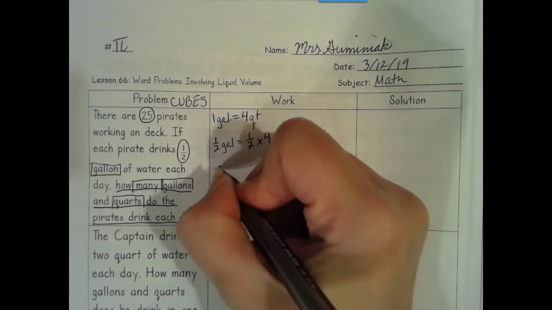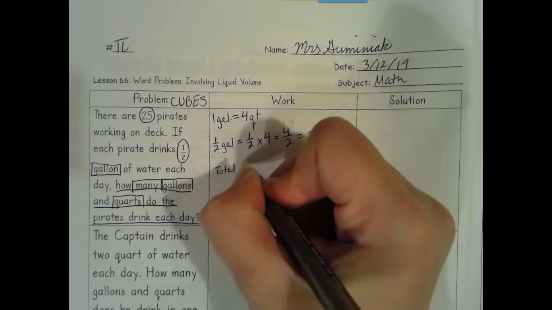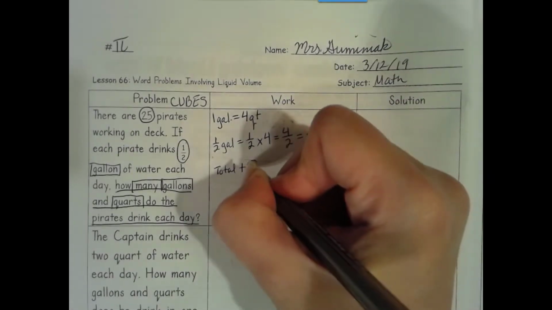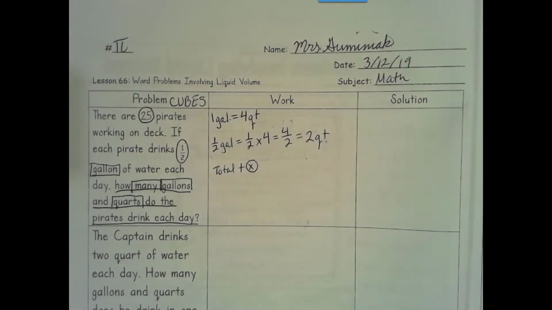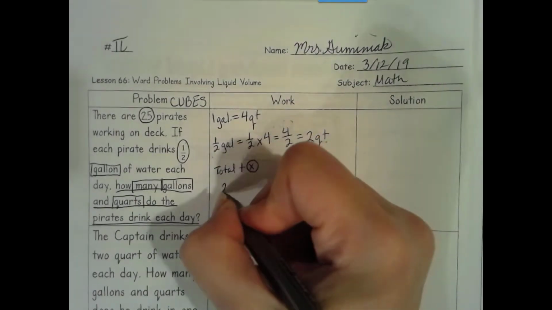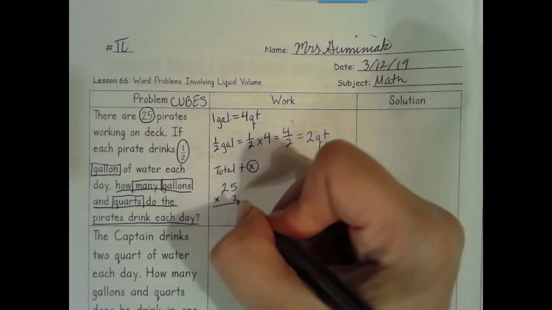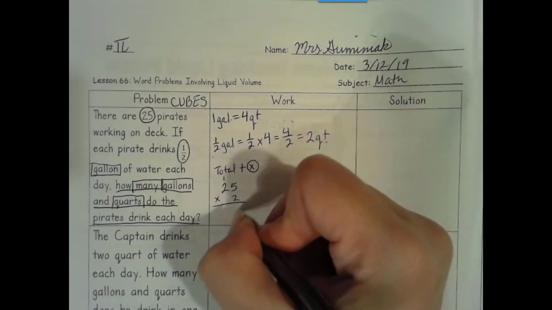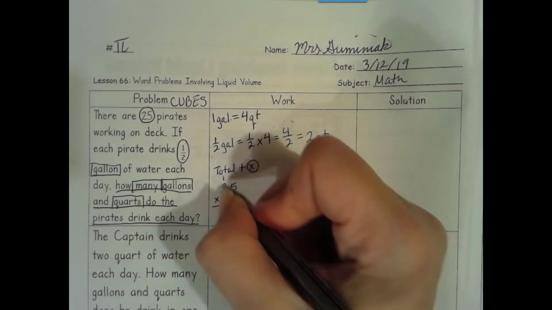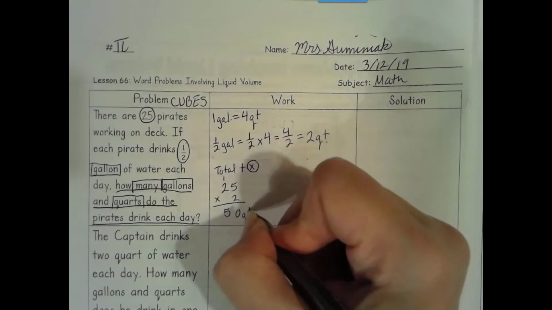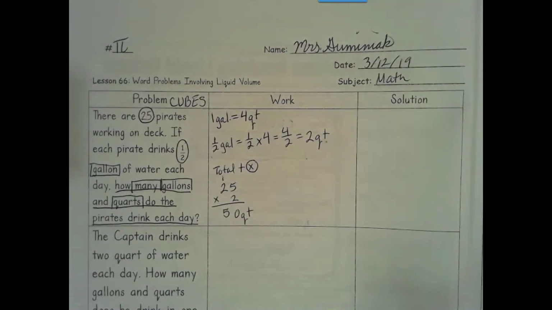So to figure out our total, we're going to either add or multiply. Since they drink the same amount, we're joining together equal groups, we can multiply. So 25 pirates drinking 2 quarts each. 2 times 5 is 10. 2 times 20 is 40, plus 10 more is 50. They drink 50 quarts. So we found that total, but we have to look at our question.